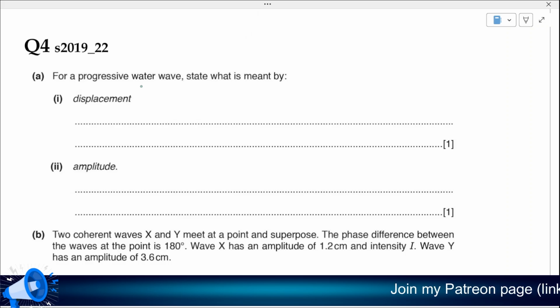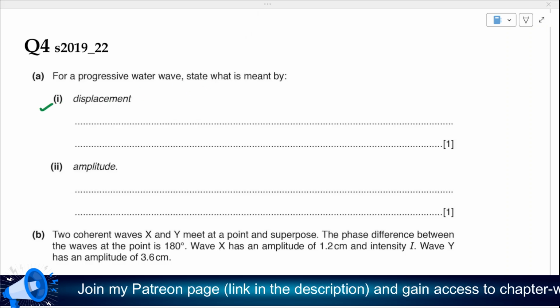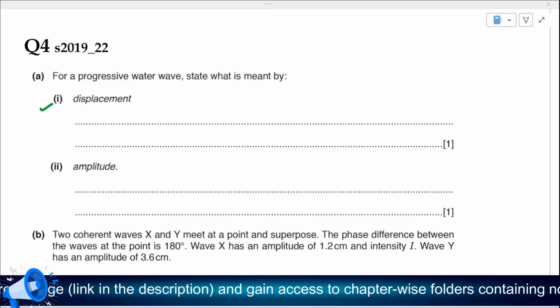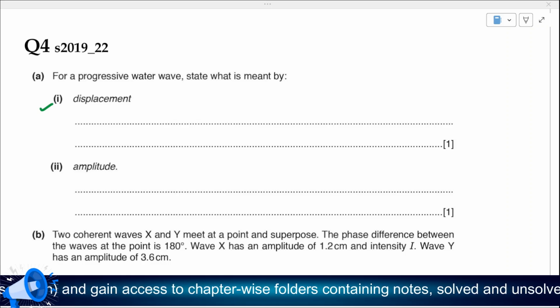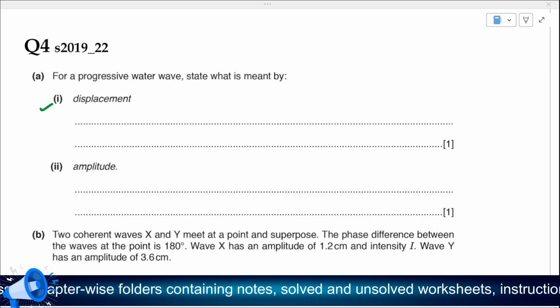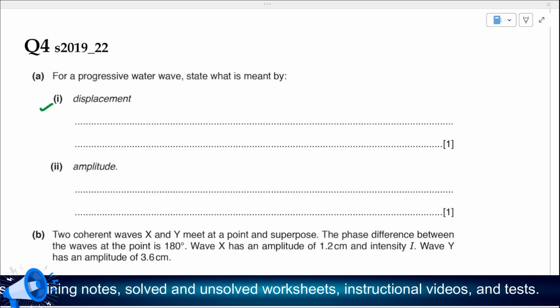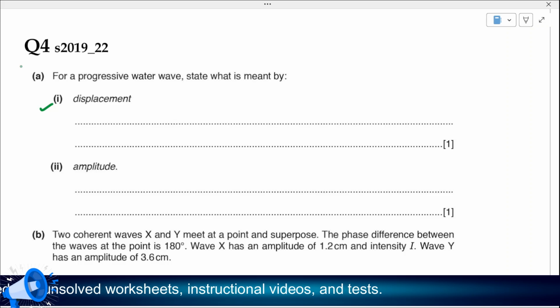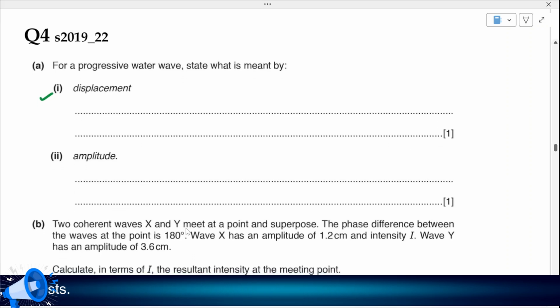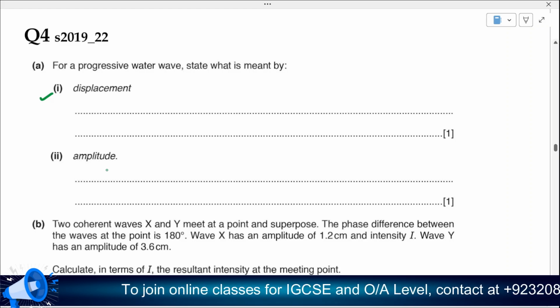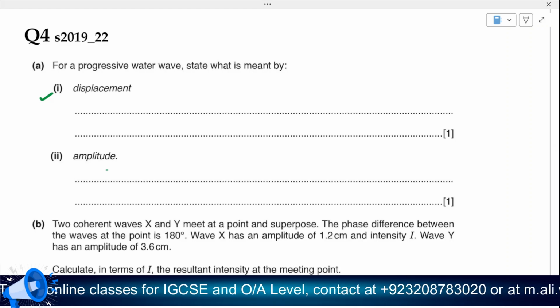I'll define them anyway. For a progressive water wave, state what is meant by the displacement. So probably the easiest one. You don't get definitions easier than that. The distance of a point on a wave from the mean position is known as displacement. Amplitude: the maximum displacement of a point on a wave from the mean position. Maximum displacement.